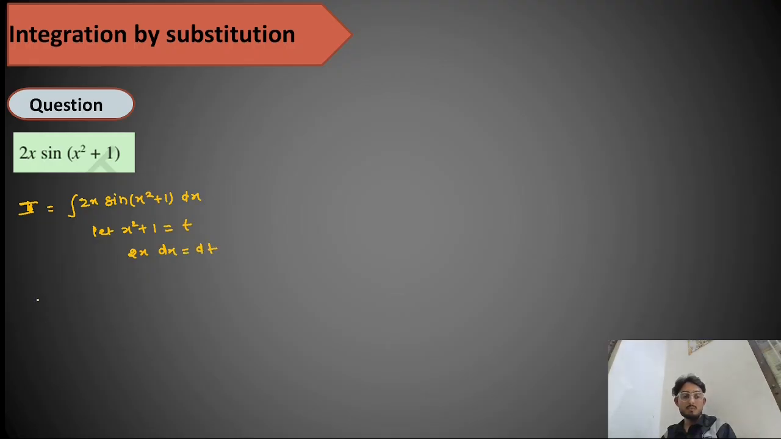So here I is given, and you can substitute the value. 2x dx equal to dt, and x square plus 1 equal to t, so sine t dt. Integration of sine t equal to minus cos t plus c, and here the value of t is x square plus 1, so minus cos of x square plus 1 plus c. Okay, this is the correct answer.